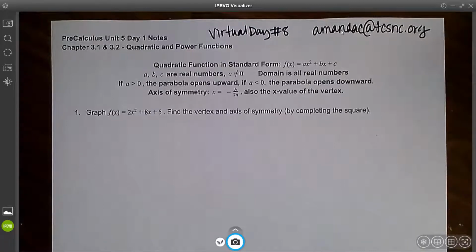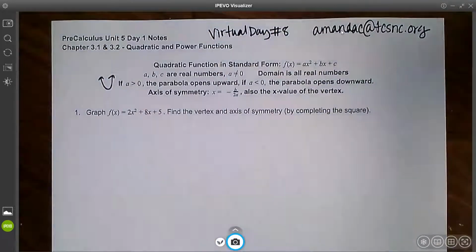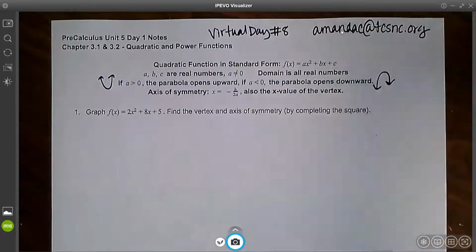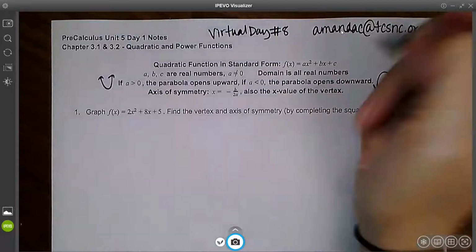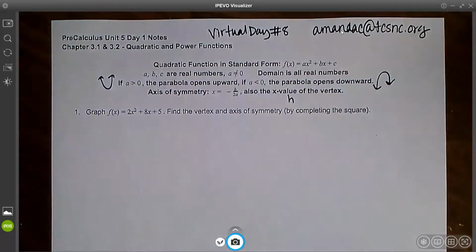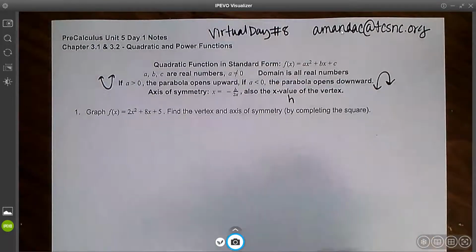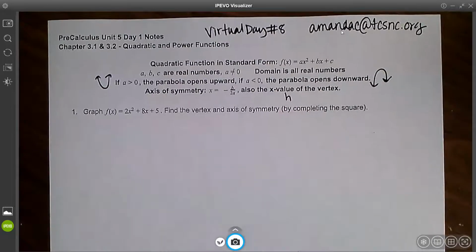If A is greater than 0, so if it is positive, it opens upward, and it's going to look like this, a parabola. And if it's negative, it's going to open downward and look like that. The axis of symmetry, also the x value of your vertex, or h, if you remember the vertex form, is x equals negative b over 2a. So the easiest way whenever we're finding the vertex and the axis of symmetry is to complete the square, which we did a little bit of in the last unit with our circle equations when we were converting from polar to Cartesian form. So this equation, I'm going to complete the square and put it in vertex form.